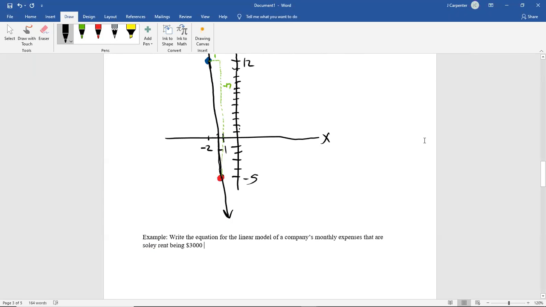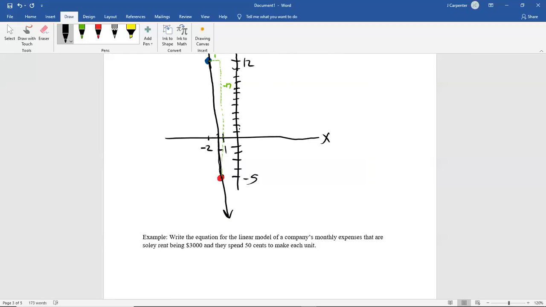where the rent is $3,000 and they spend 50 cents to make each unit. I didn't say what they're making. I just said it costs 50 cents to make them. Now that 50 cents includes the cost of materials, the cost of labor, et cetera, et cetera, et cetera. All of that is just tied nicely into it.